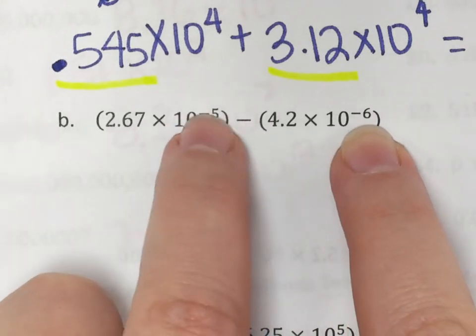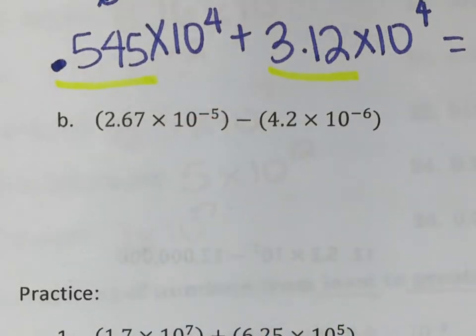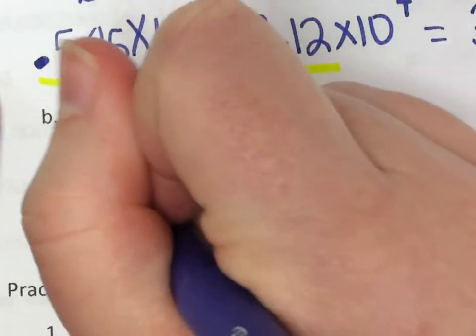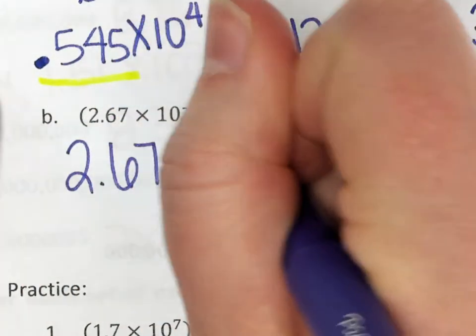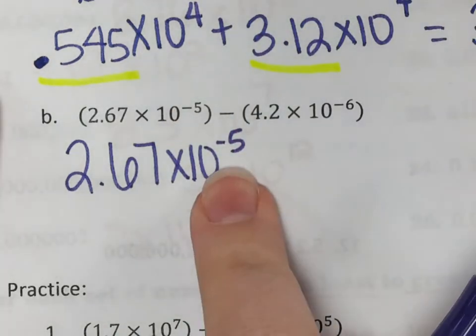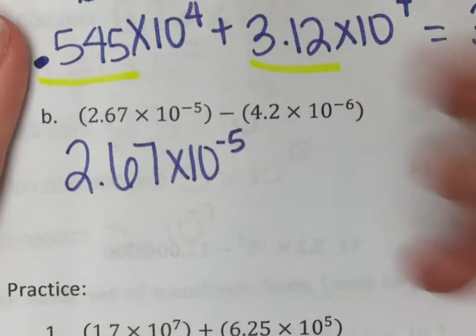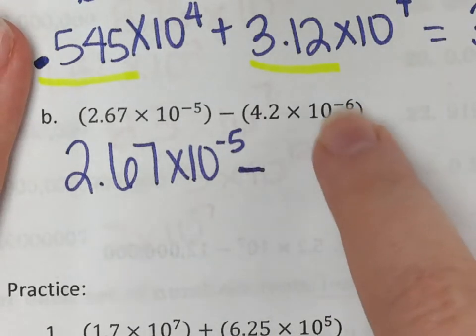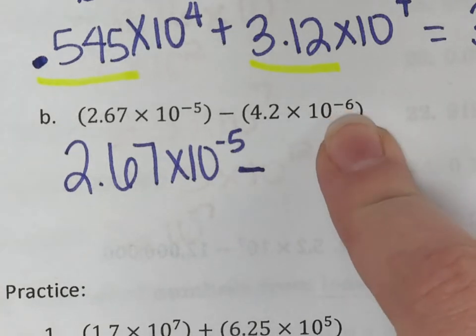So, do y'all want to change -5 or -6? Okay, you want to change -6? Are y'all good with changing -6? Okay, so that means we're going to keep this one the same. 2.67 times 10 to the -5th power. That's going to stay exactly the same. And we're going to change this other one. Minus. So if we want to change -6 to -5, how do we go from -6 to -5?